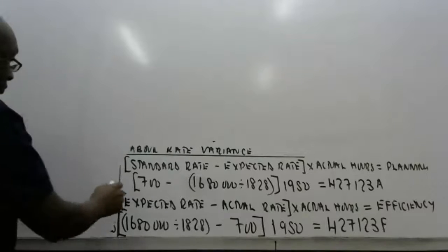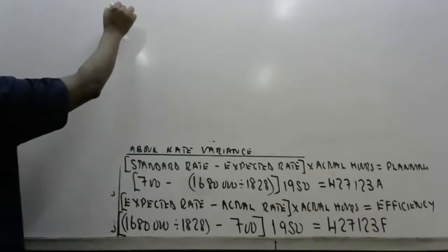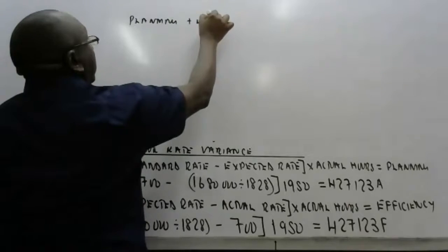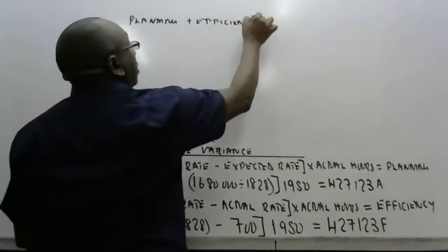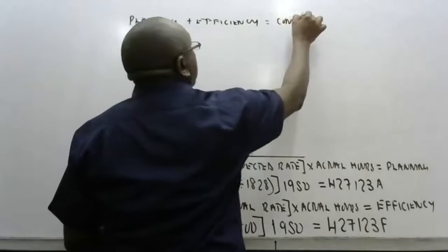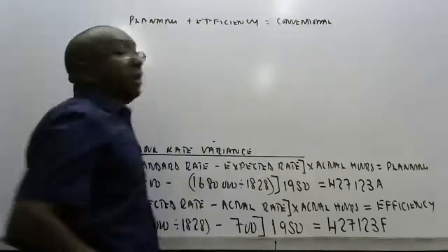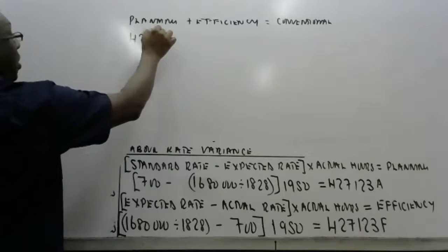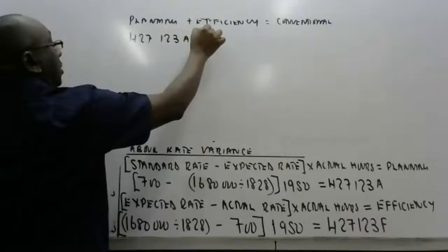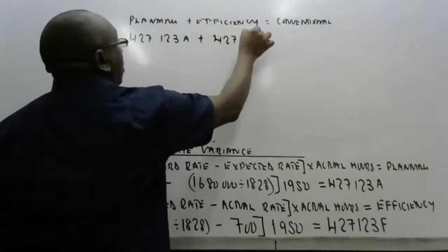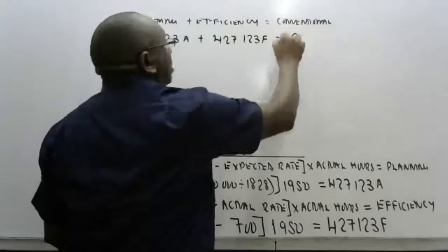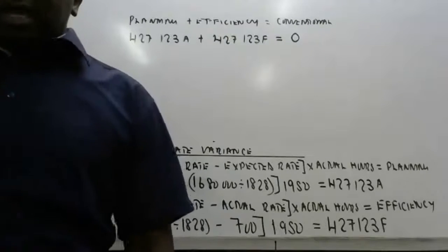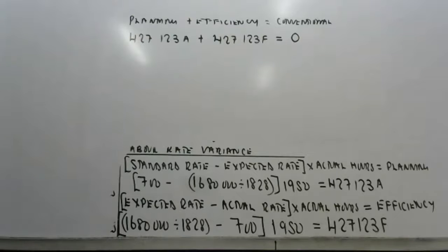Proceeding, if I now say planning plus the efficiency should give me the conventional, I will take 427,123 adverse plus 427,123 favorable, and it is 0. And you can see the examiner gives 0 there. You can see the examiner gave 0.